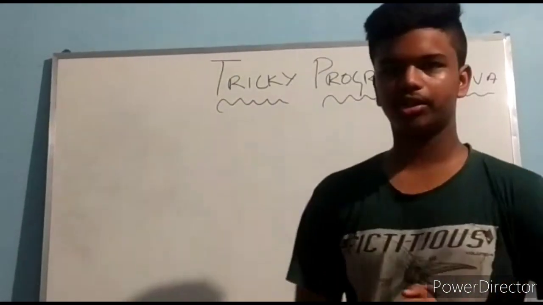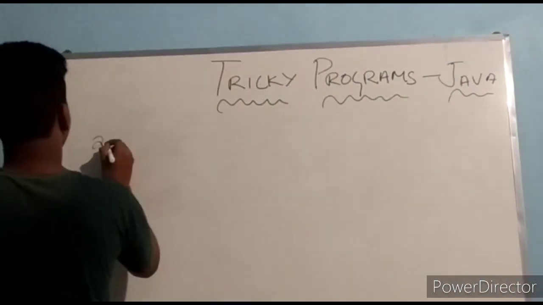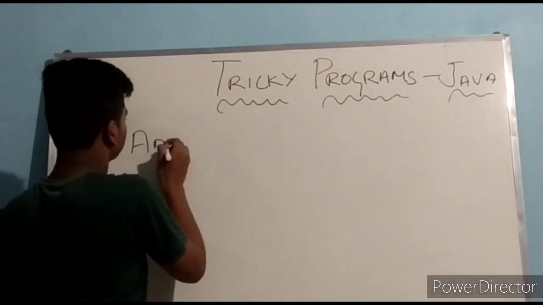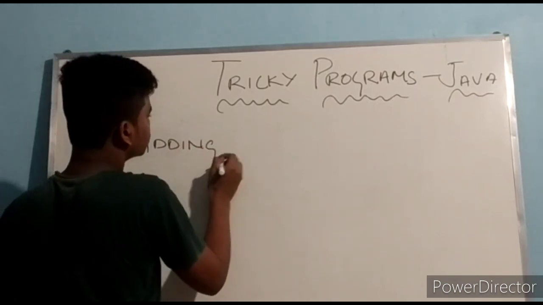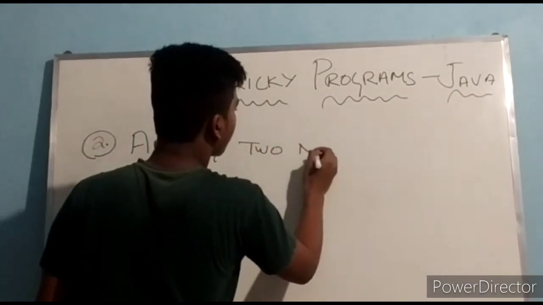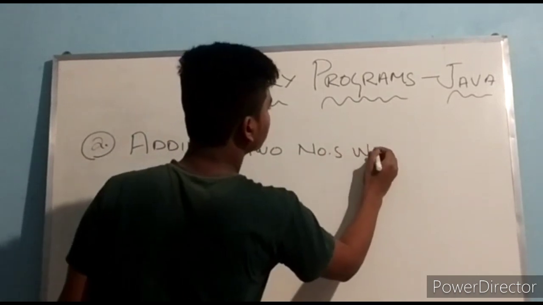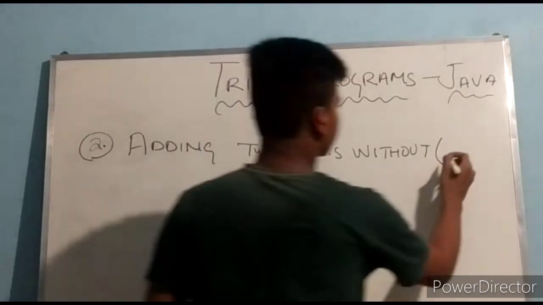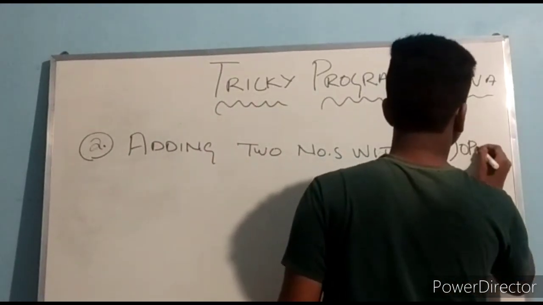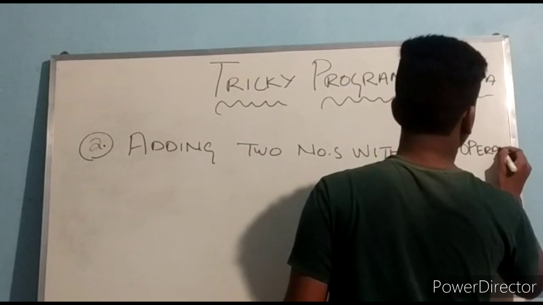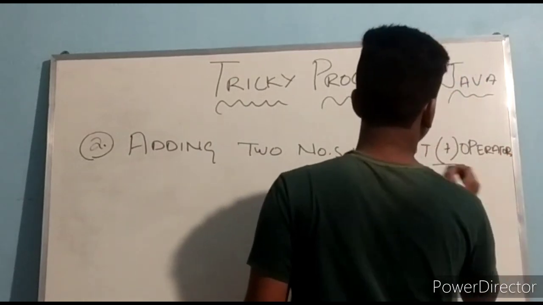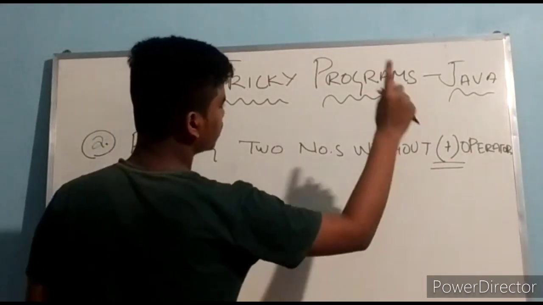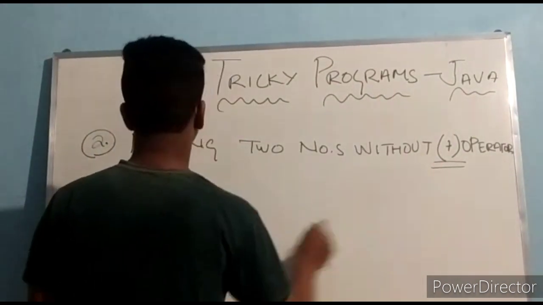Now let's do the second tricky program. Here we'll be adding two numbers without the plus operator. This is an arithmetical operator. We use it to add two numbers, but in this program we are not going to use it.